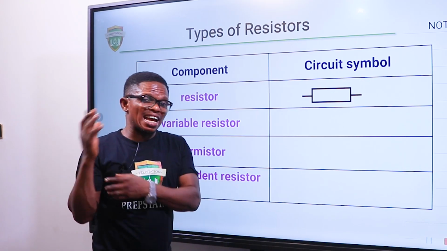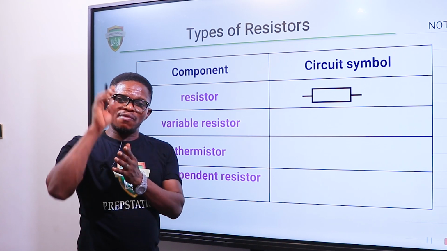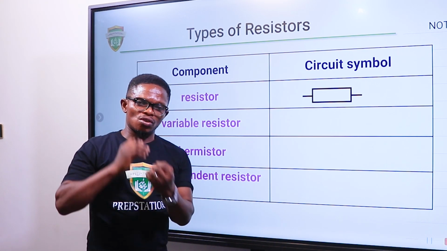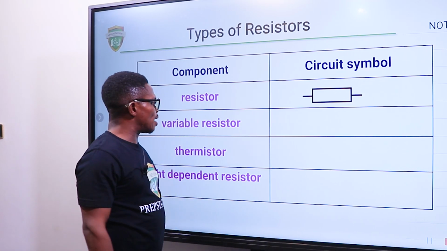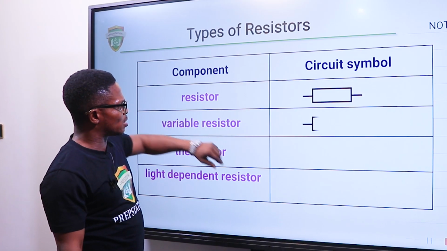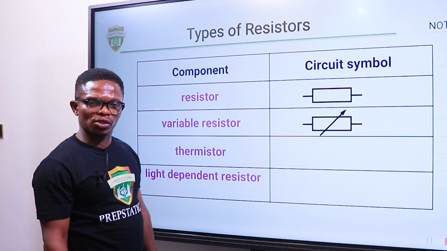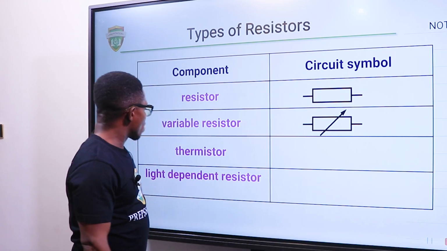We have those that are standard resistors. With a standard resistor, you don't change the value. If it is labeled 2 ohms, that is what it will be. But with a variable resistor, you can always change the value to give you different values of resistance. So we have the variable resistor. This is the symbol with an arrow crossed on the resistor. So this means you can vary the value of the resistor.